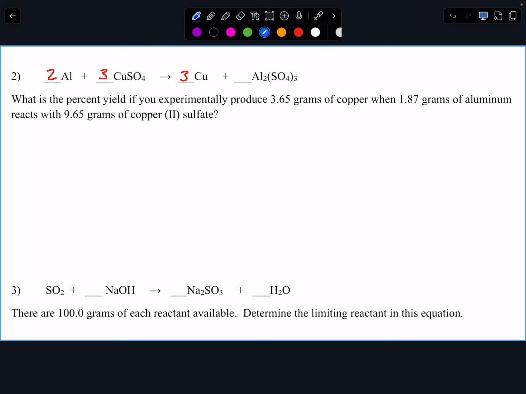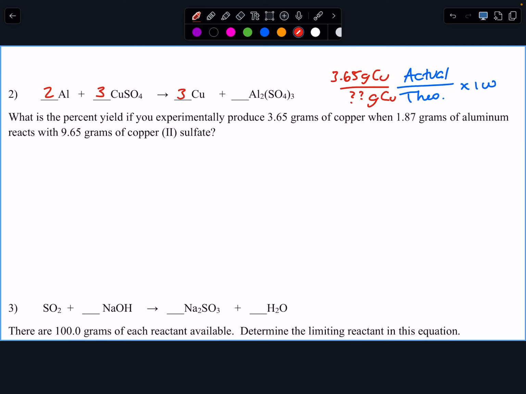Good. So if we remind ourselves of the formula, actual over theoretical times 100. Okay? I am always given which one? So if I'm experimentally producing that number of copper, where do I put it in the fraction? Good. That's 3.65 grams of Cu. That's my actual. What am I looking for? The theoretical. Again, grams of what here I'm looking for? Copper. You're with me? Okay.